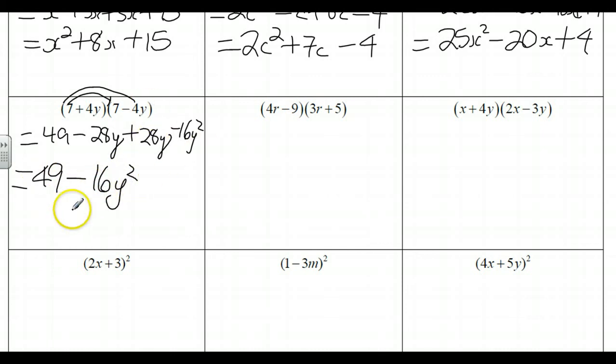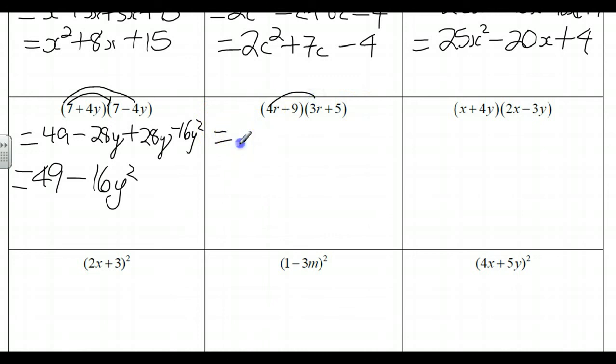This actually does have a special name. It's called a difference of squares. Difference meaning we're subtracting, and squares meaning these have square roots, which happen to be the numbers. This is a very special circumstance. You'll get to know it very well.